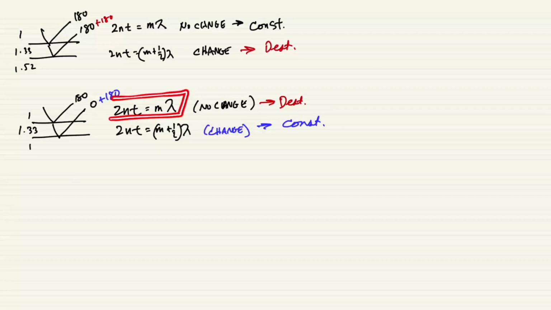What does 2nt equals m lambda mean? Good. It means no change. I'm glad you didn't say, well, it means constructive. It doesn't. Because constructive and destructive depend on the physics of the situation. The equations mean no change or change. And by change, we mean add 180. But their application is different for every single situation.